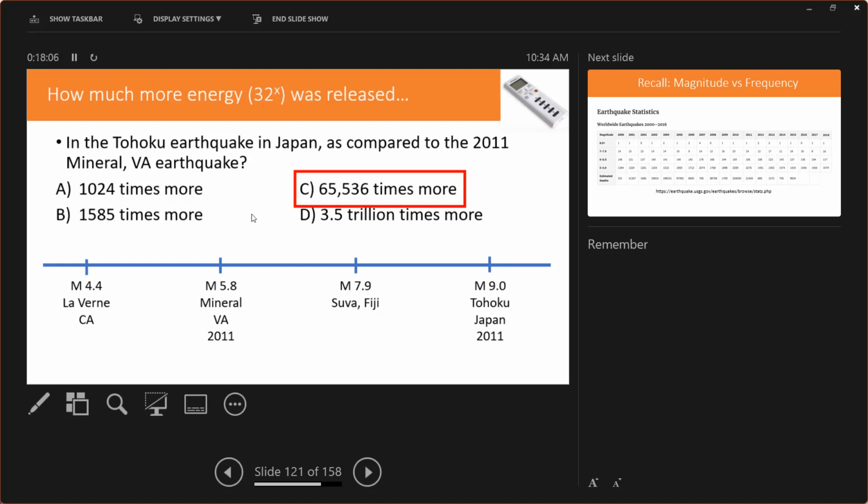That makes sense to everyone? Whenever we're using 32, we're talking about energy. Whenever we're just raising it to the power of 10, we're talking about the magnitude, the amplitude, the displacement.